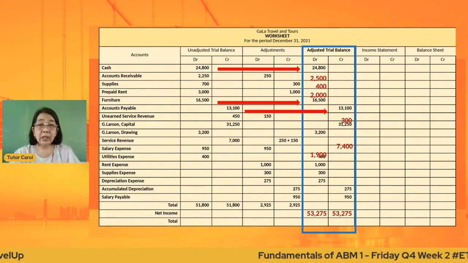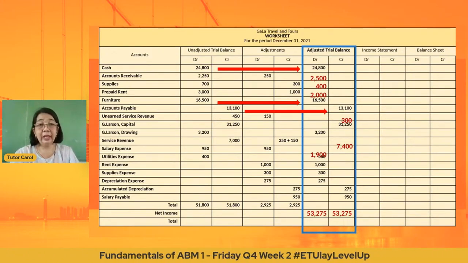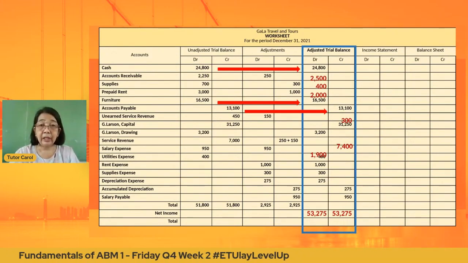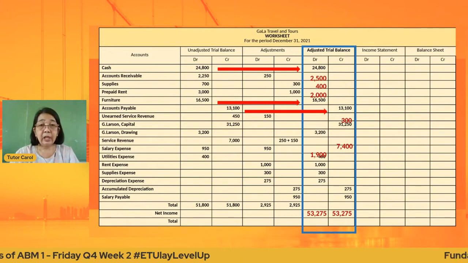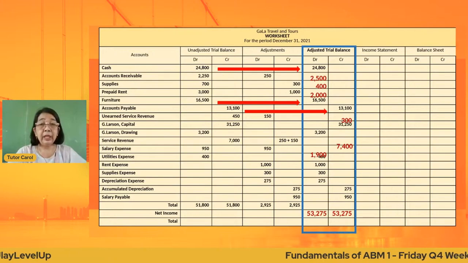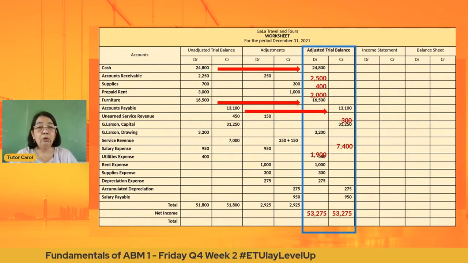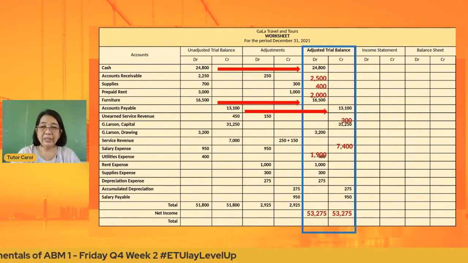Okay? Now, let's study the income statement column. Our basis natin is the adjusted trial balance. The amount in the adjusted trial balance will be the amount we will use dito sa income statement column. Okay? Next, please.